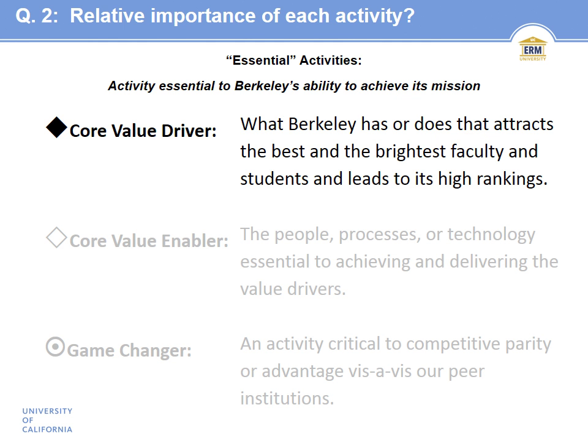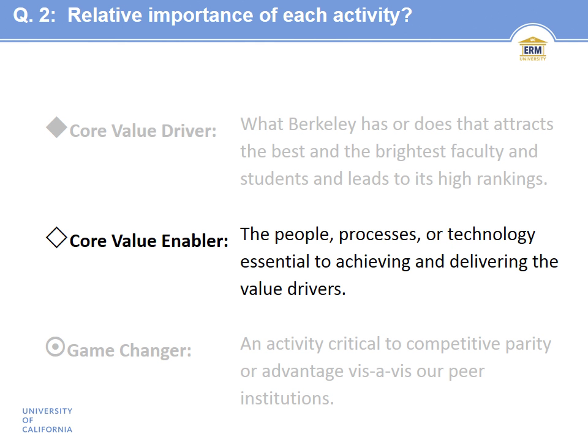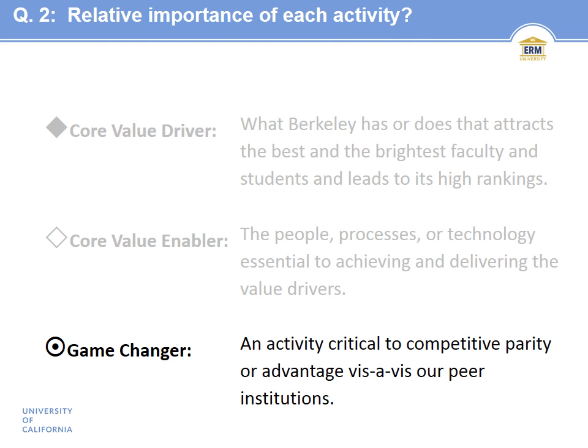Now, if you're going to do core value drivers, there must be things that, if I don't do this, I can't do the core value driver. So there must be things that enable that. And I called those core value enablers. These are the people, processes, or technology essential to achieving and delivering the value drivers. And finally, given the world we live in now in higher education with so much change going on, I came up with what I called a game changer. These are the activities that are critical to competitive parity or advantage vis-a-vis our peer institutions. So things like online education, global engagement, these are game changers.